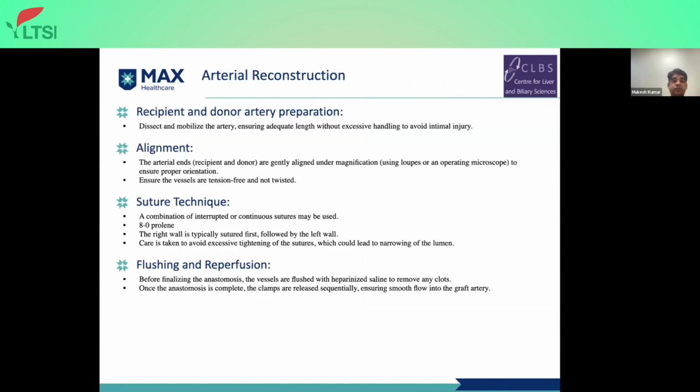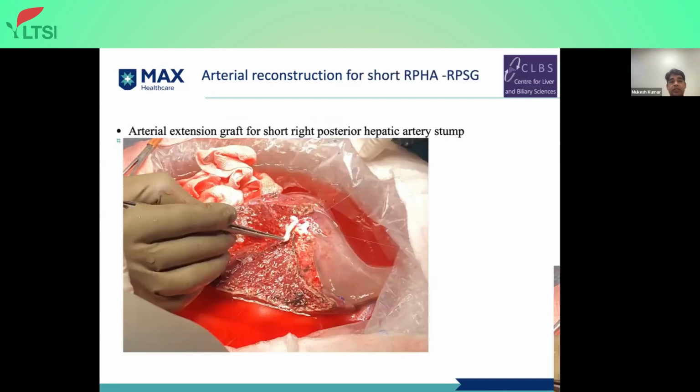So for arterial reconstruction, both arteries should be mobilized properly and there should not be tissue around the artery. 80 proline is used, and we routinely do the right wall first after taking the anterior and posterior stitch, and then do the left wall. Care should be taken to avoid excessive tightening of the suture, which can lead to narrowing of the lumen, and the suture can cut through. Flushing with heparin saline should be done before completing the anastomosis.